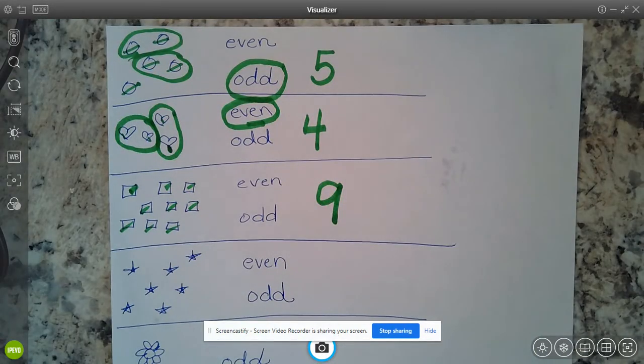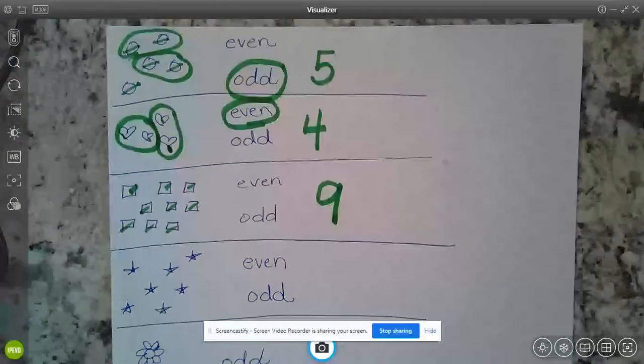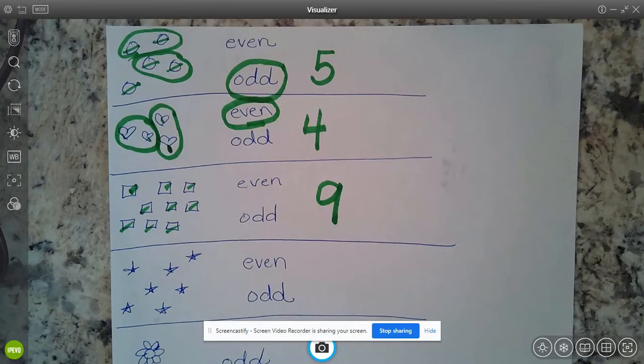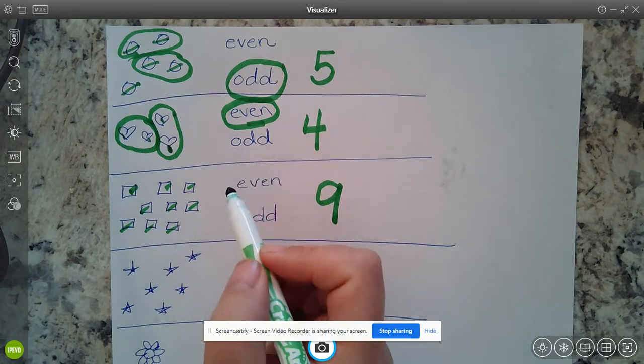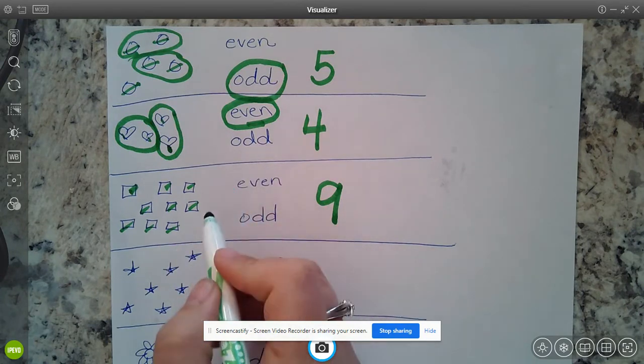So what I'm going to do on this one, since there's a bunch, I'm going to draw 2 circles, and I'm going to draw dots to represent the squares. Count to 9. 1, 2, 3, 4, 5, 6, 7, 8, 9. Okay, so I counted to 9.